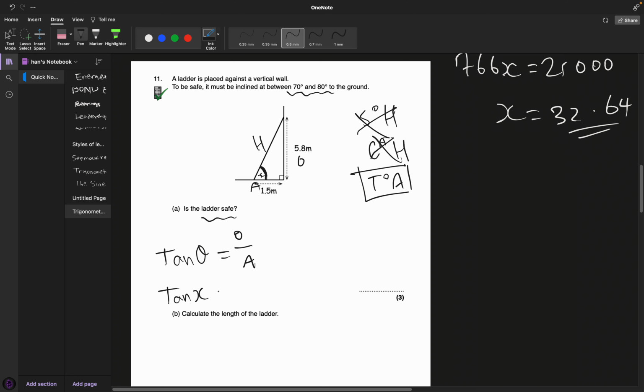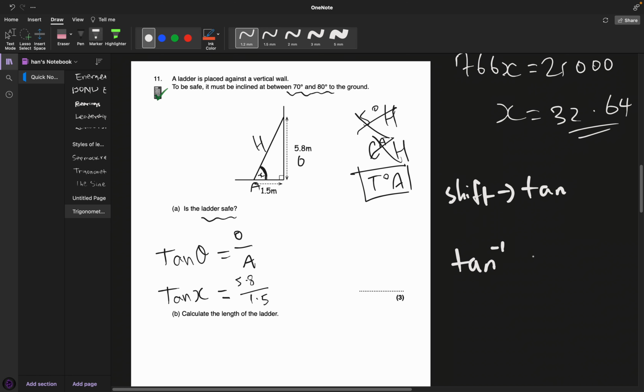Tangent of x is going to equal opposite 5.8 divided by the adjacent 1.5. Right? And to get rid of tangent, we just remember we press shift on our calculators, and then we press tangent. That'll give us tangent to the power of -1, and that'll give you a bracket to fill out. And in the bracket, we just put 5.8 divided by 1.5.